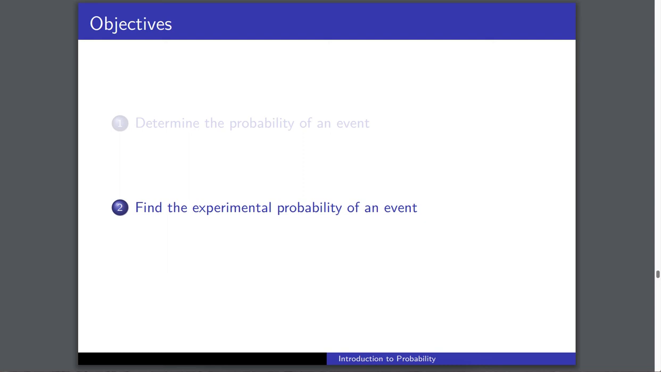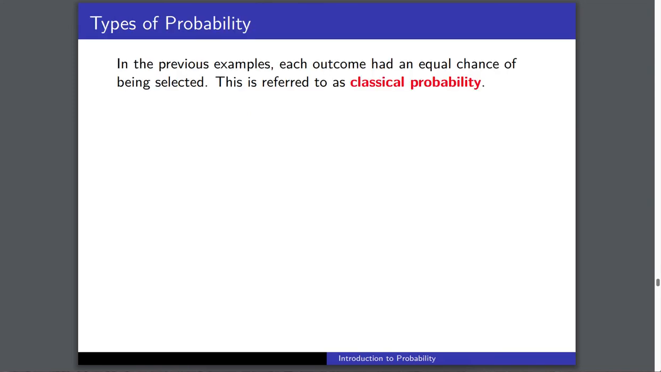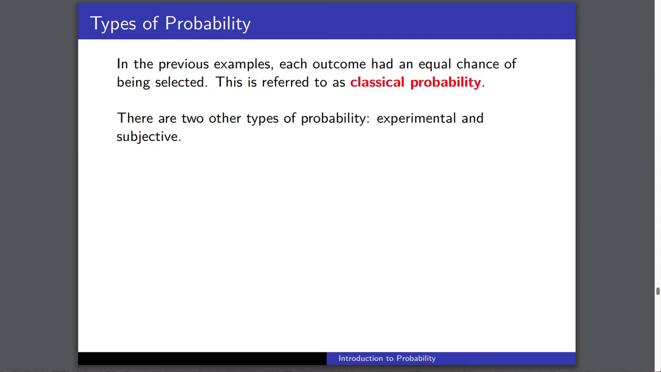In this video, we're going to look at experimental probability and how to find it of an event. So in the previous examples, each outcome had an equal chance of being selected. For instance, flipping a coin or rolling a single die. Each outcome has an equal chance, and this is referred to as classical probability or theoretical probability. However, we do have two other types of probabilities, experimental probability and subjective probability.